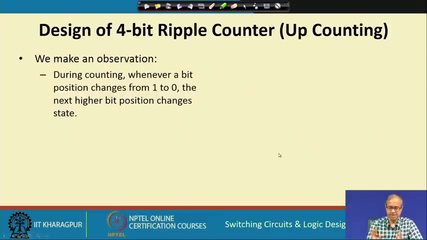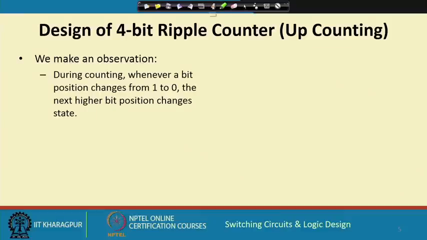Fine. Now, here we are concerned about the design of ripple counters or asynchronous counters. Let us look at a 4 bit ripple counter which counts up, means 0, 1, 2, 3, 4 up to 15 and then again back to 0, 1, 2, 3. Now, we make an interesting observation here which will help us in deciding how to design this kind of a counter. The observation is as follows.